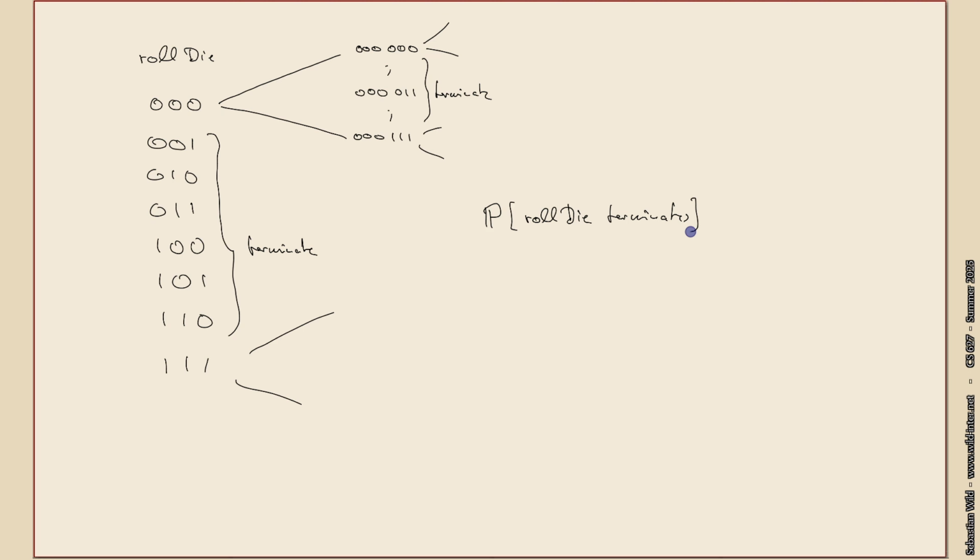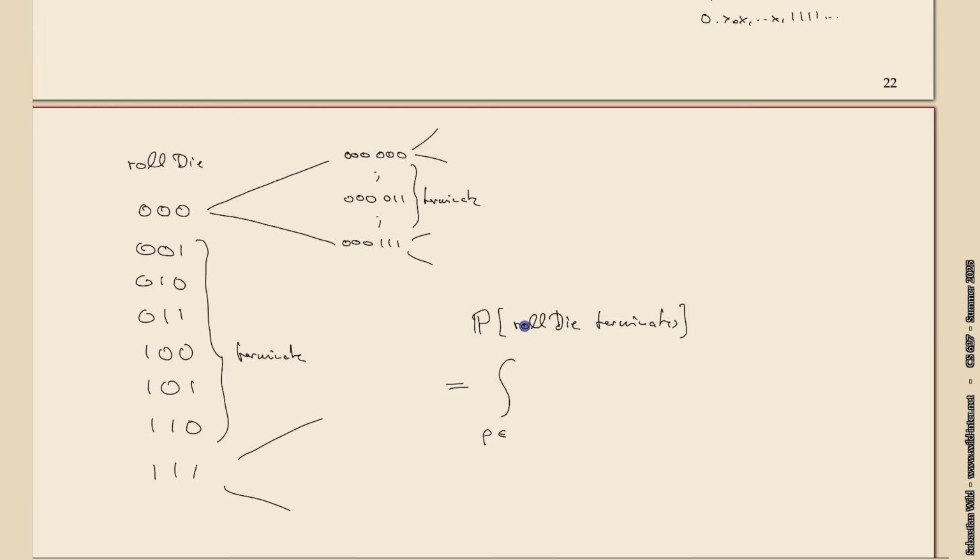What's the probability that this terminates? Well, it's the measure of all, I guess technically it's closer to an integral. Let's integrate over all rho in 0, 1 omega, I guess is the closest.